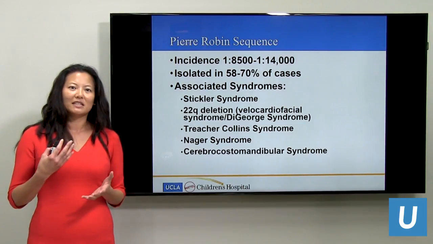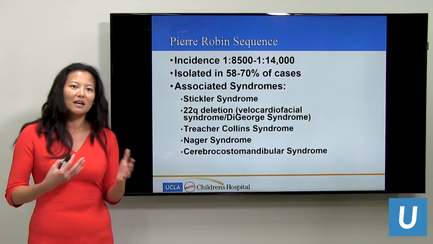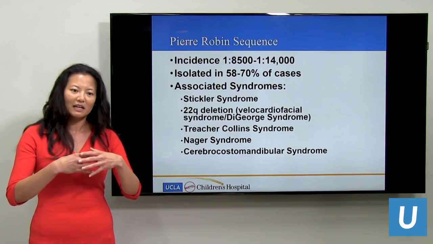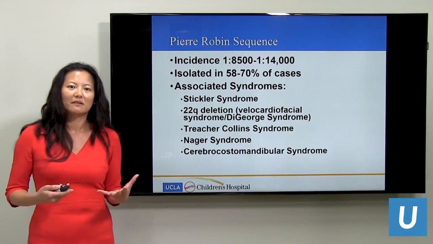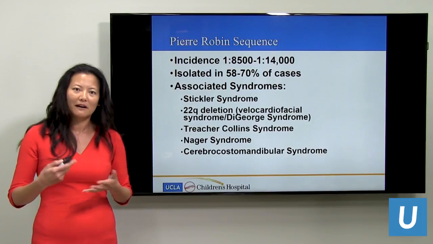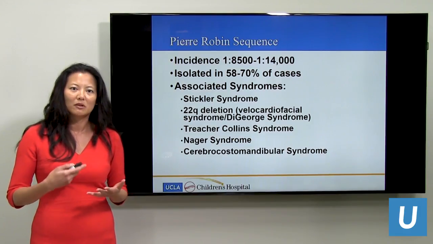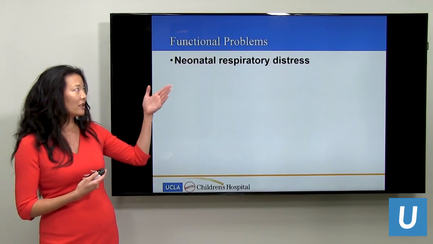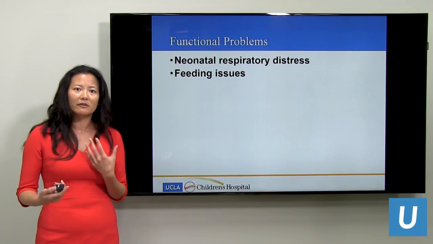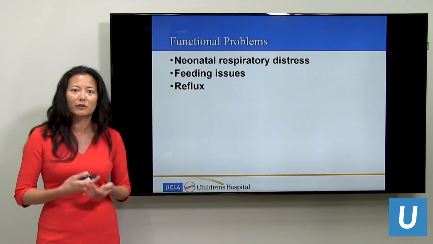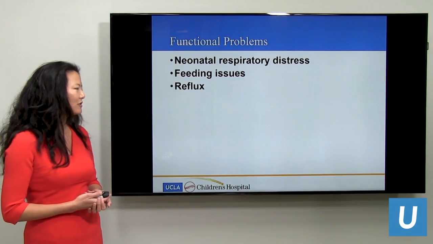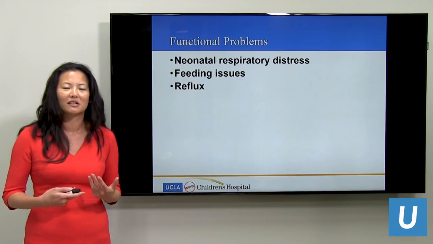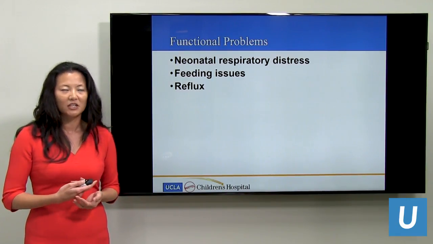We're not going to go into great detail about the syndromes, but basically with the constellation of micrognathia, glossoptosis, and airway obstruction, there's one unifying concept of how to treat this, and that's to go after the airway obstruction because that's the most immediate functional issue. The functional issues, as I mentioned, are neonatal respiratory distress, frequently accompanied by feeding issues and reflux issues. That means acid refluxing up and causing more irritation in the airway, also causing some feeding issues.